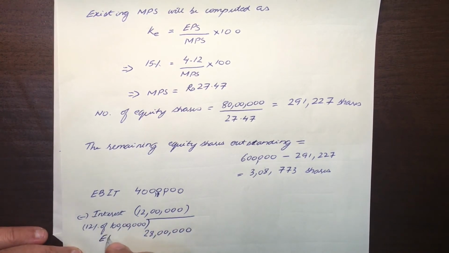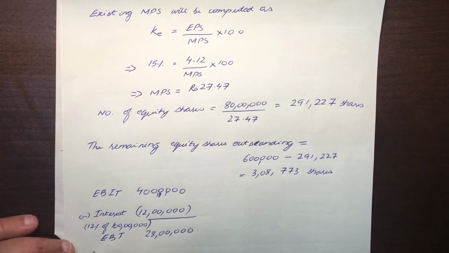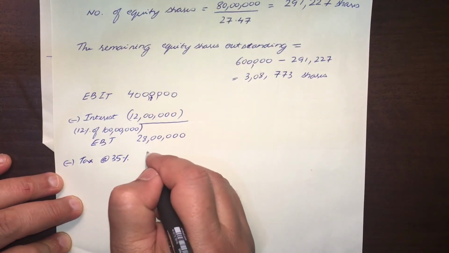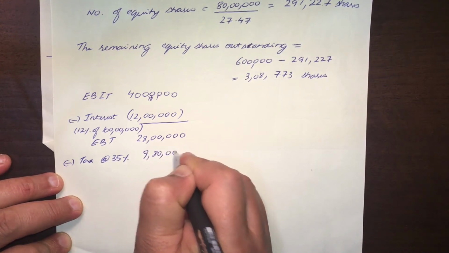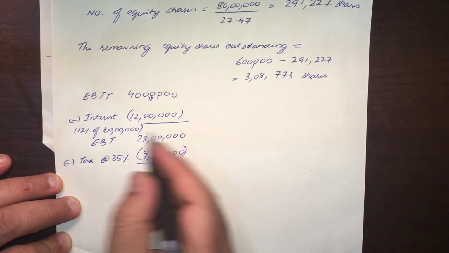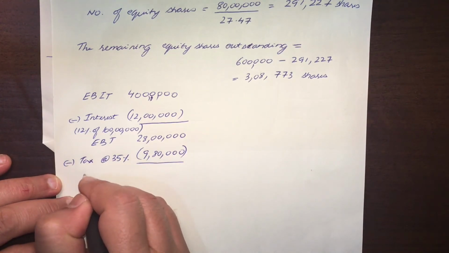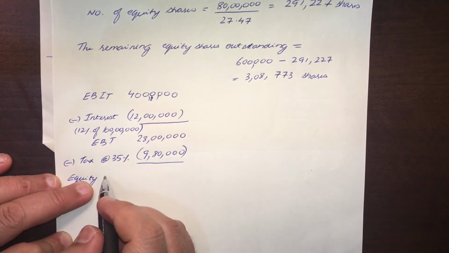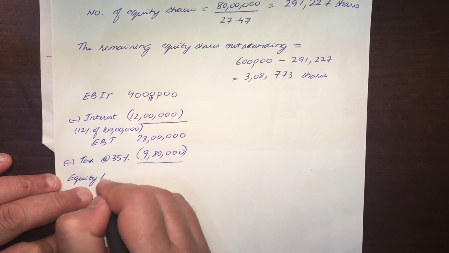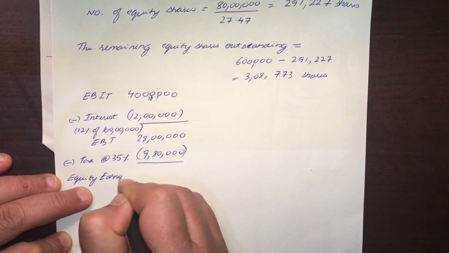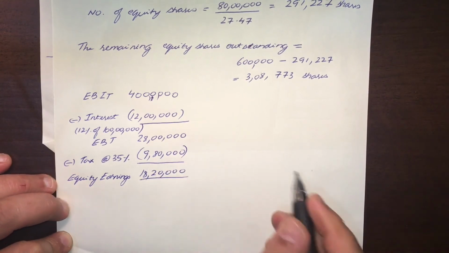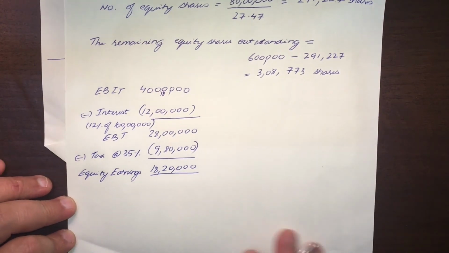28 lakhs is your EBT or PBT, minus tax. Tax rate will remain the same at 35%. So that is 9 lakhs 80,000, 35% of 28 lakhs. All right. So your equity earnings. Now, why equity earnings and not EAT? Because there's no preference dividend. So this will be equity earnings. So equity earnings will be 18 lakhs 20,000. All right.